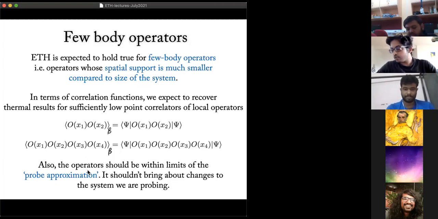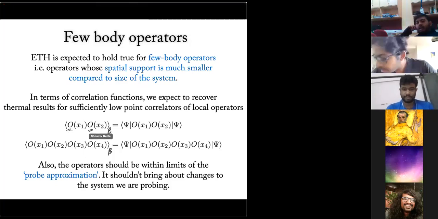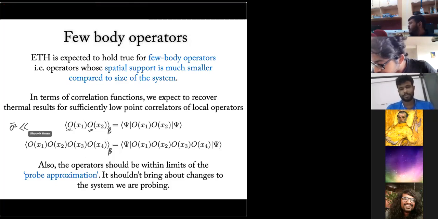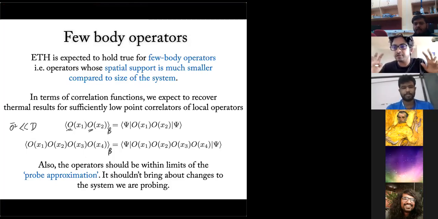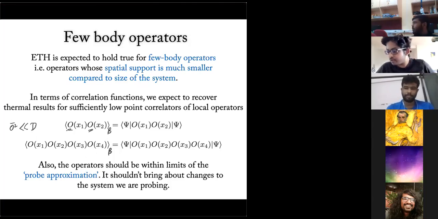Also, notice that yesterday, while deriving these things from random matrix theory, one of the things we assumed was that the eigenvalues of the operators, the square of the operators, is much less than the number of degrees of freedom, or the size of the Hilbert space. So this is a light operator in that sense. The energy associated to each of these operators is small.